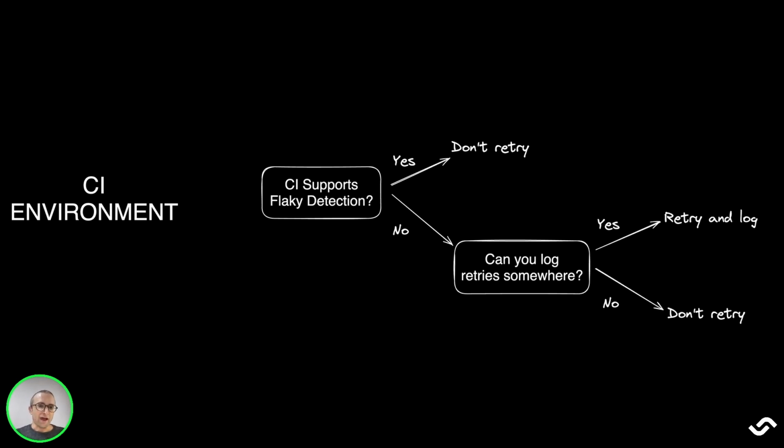But if you don't have any of those options, I think you should not retry, so the pipeline fails and you know there's a problem. You can compare different pipelines and find where the flaky test has appeared.